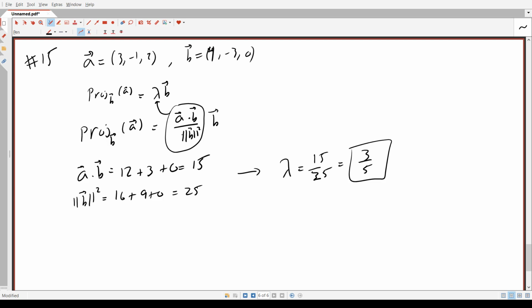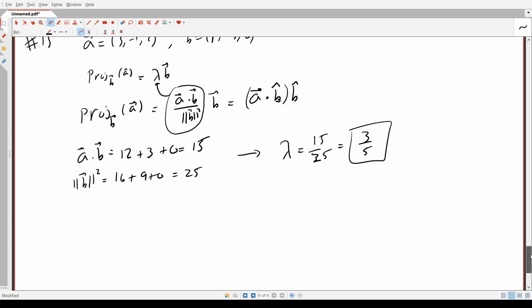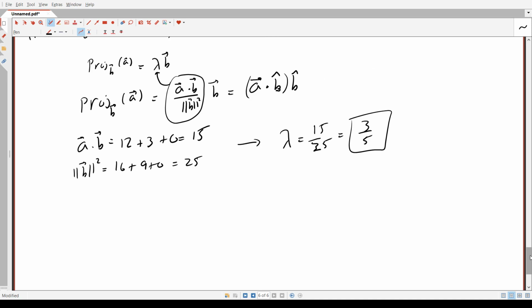Okay, another way to look at this, again, just as a reminder, this is A dot B hat. So B hat is a unit vector in the direction of B times B hat. Okay, so the component of A in the direction of B, that's just going to be this bit right here, right in the parentheses. So number 16, the component of A in the direction of B.